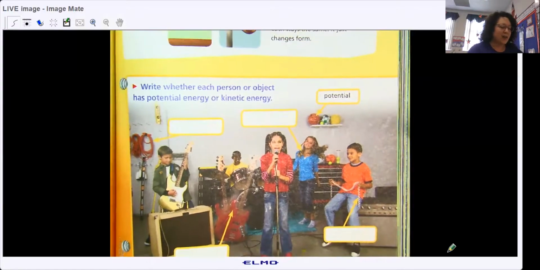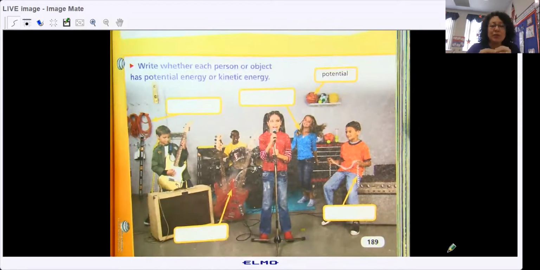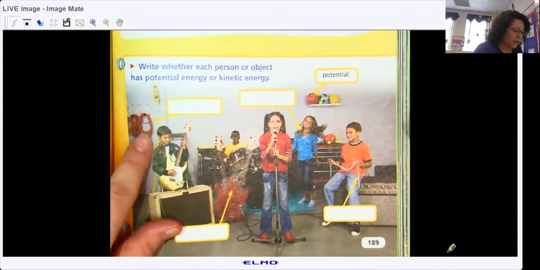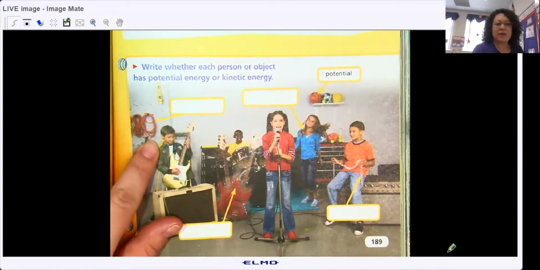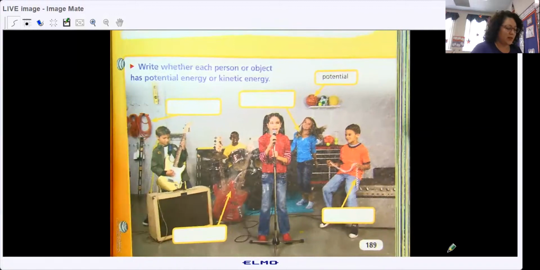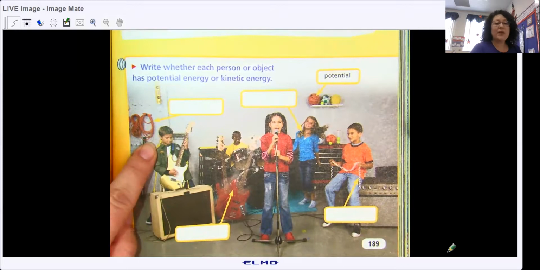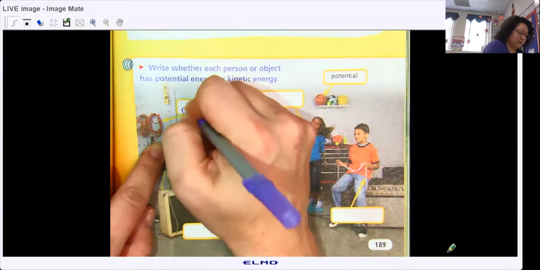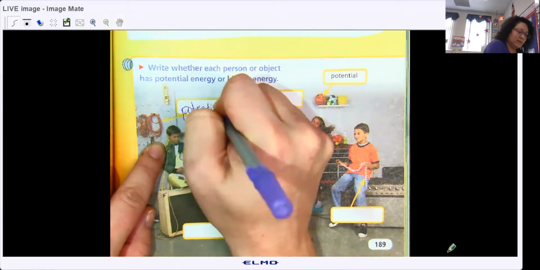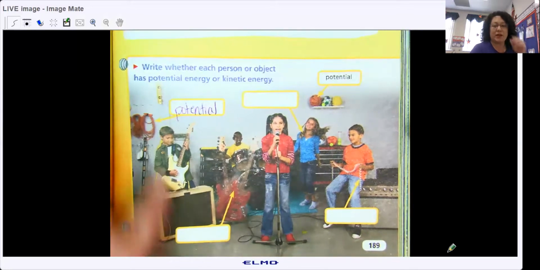Now we are going to write whether each person or object has potential energy or kinetic energy. Who could move and who is actually moving. Let's look at this boy here. Or no, it's pointed to the cord, the extension cord. Is it in movement? No, it's got potential. It's not moving, so it's got potential energy. It could move.